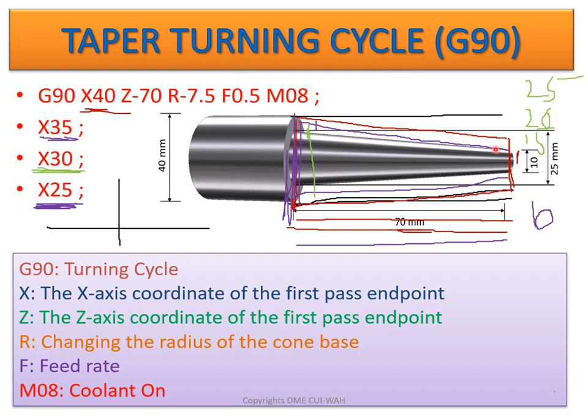This oblique line is at an angle due to this R value which we have given, minus 7.5, and this 70 is the length on which we are working. This whole length is 70 mm. The minus direction shows the tool will move from right to left. Now F 0.5, this was the feed rate like we used in the previous cycle for facing and turning. M08 is for the coolant on option.